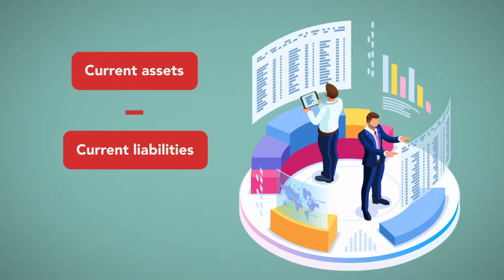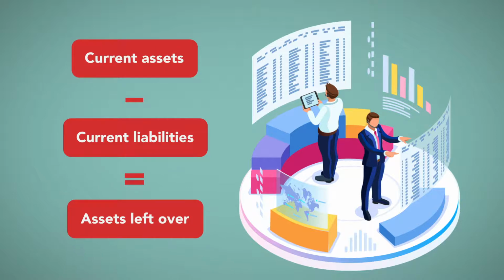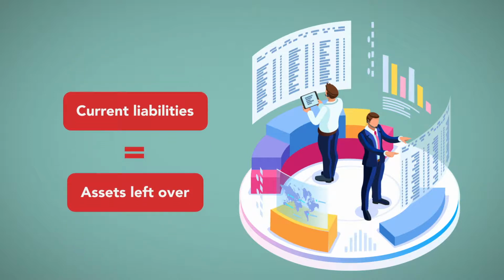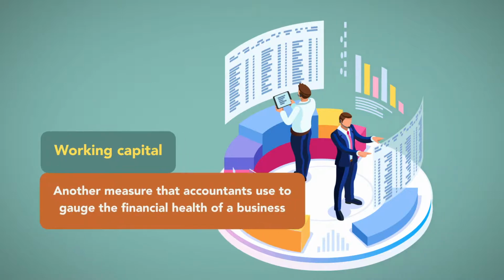Subtracting current liabilities from current assets theoretically indicates what a business would have left over if it used all of its current assets to pay its current liabilities. This number is called working capital. It's another measure that accountants use to gauge the financial health of a business.